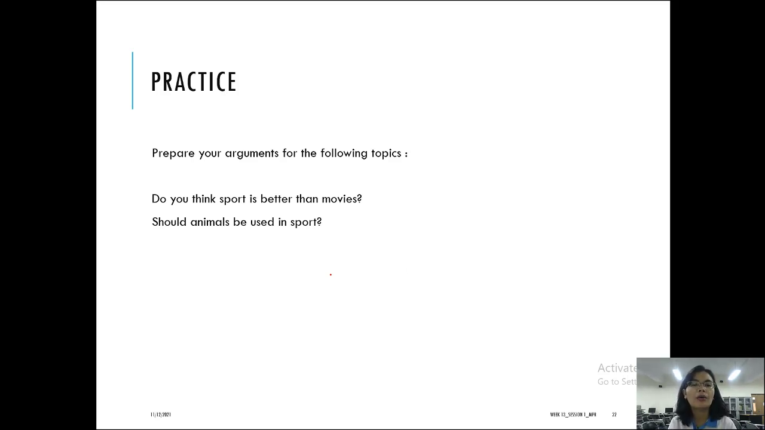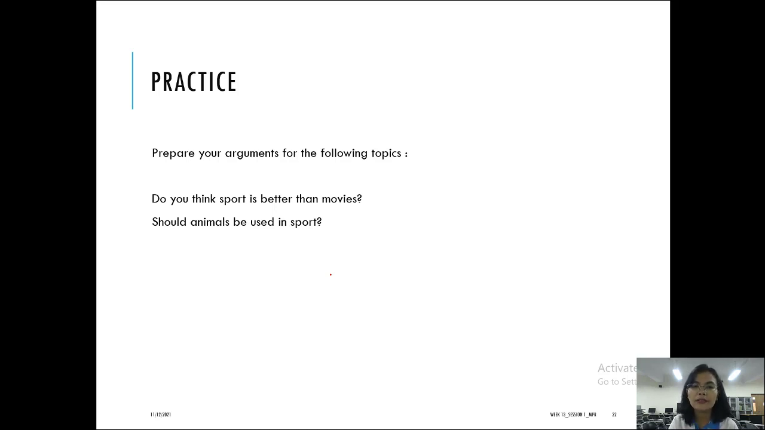What I want you to do is look at these two topics. Do you think sport is better than movies? And should animals be used in sport? For these two topics, I want you to prepare your arguments. Try your best to present the arguments in oral format. So you present your argument, then you give the reason, then you give the evidence, and then link it back, like the example that I have shown you.